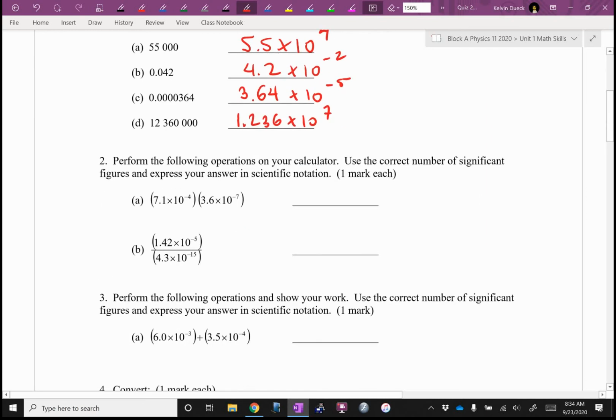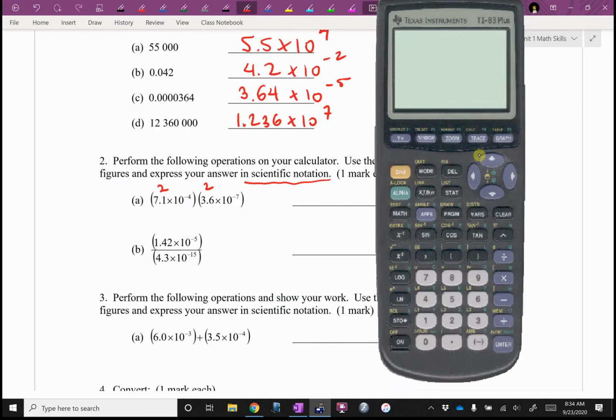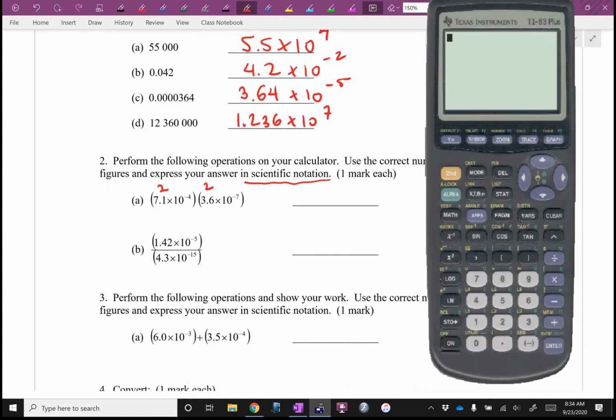Perform the following operations on your calculator. Use the correct number of sig figs and express your answer in scientific notation. I read the instructions carefully. We're multiplying. Deegan, for multiplying, we count sig figs. It's 2 sig figs, 2 sig figs. I'm going to go to 2 sig figs. We never round off ahead of time. I always type in exactly what they gave me. Oh, my scientific notation button didn't go.